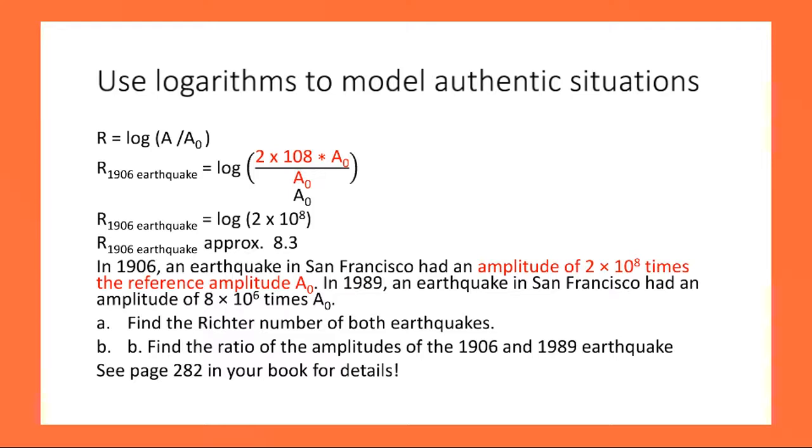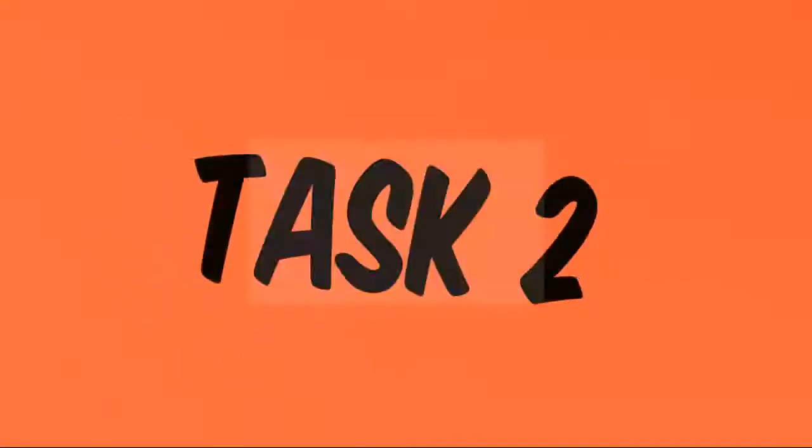Now, I'm going to leave the 1989 problem, which is 8 times 10 to the 6th times A sub 0, for you to figure out the Richter scale for the 1989 earthquake. See your book, page 282, which will show you the complete details.